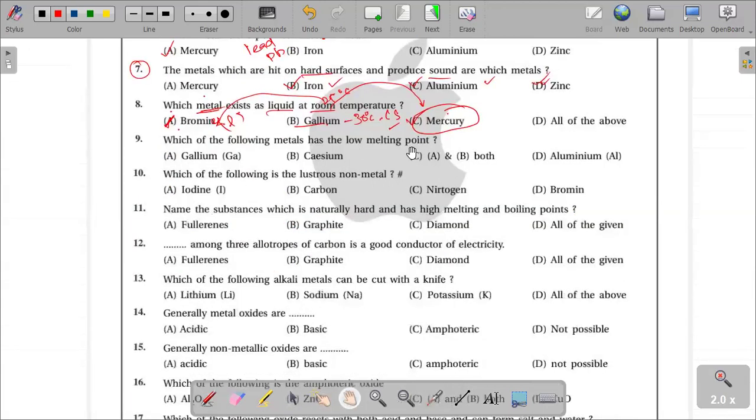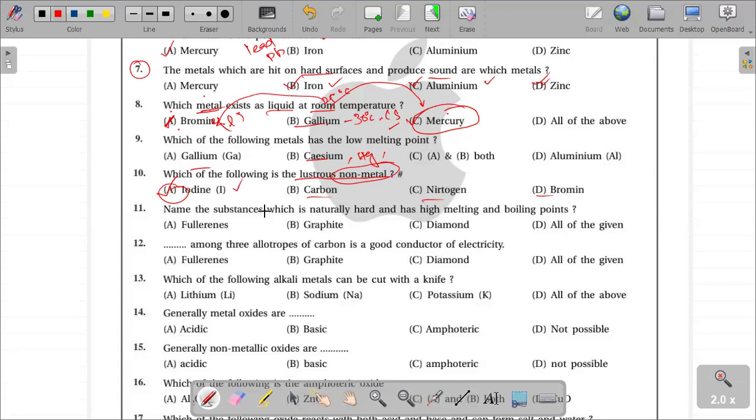And which of the following metals has a low melting point? Low melting point means we already know that gallium and cesium have a low melting point. Here you have to include mercury also, because at 25 degrees it is itself a liquid. That's why low melting point. And which of the following is a lustrous non-metal? Non-metal means it is not a metal. Iodine is a non-metal, and carbon and everything else are non-metals, but iodine alone shows the lustrous nature. Non-metals are generally non-lustrous, but iodine alone is lustrous.